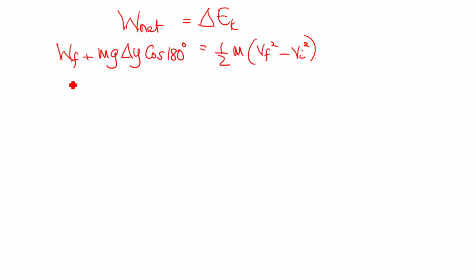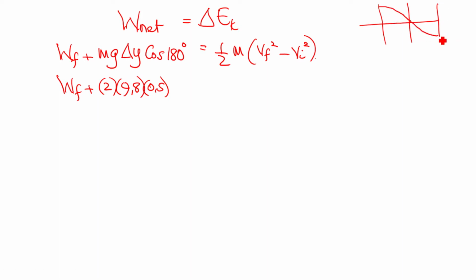Now, the work done against friction, and now I can start evaluating these things. The mass of the body is 2. The acceleration due to gravity is 9.8. Delta y is 0.5. And the cosine of 180, let's remember, is 0, 90, 180. Cosine does this. And at 180, cosine of 180 is -1. And so therefore we've got a -1 in there. This is also telling us that the net amount of work is being done, so we see that it becomes a negative value.